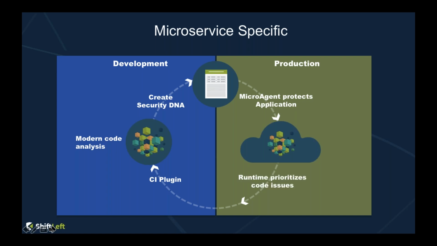Once we've identified the security DNA and created a policy for our runtime micro agent, we know precisely what issues in your application need to be fixed. So when you go back to developers, you don't go back to them with 100 issues, you go back to them with a list of 10 prioritized issues that need to be fixed, because those 10 are the ones that have manifestations at runtime or in the production environment.